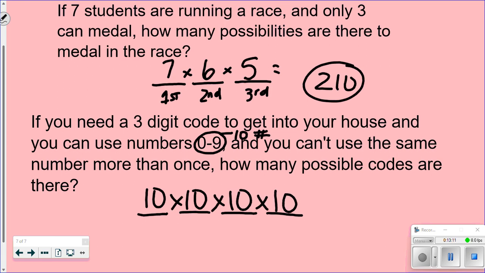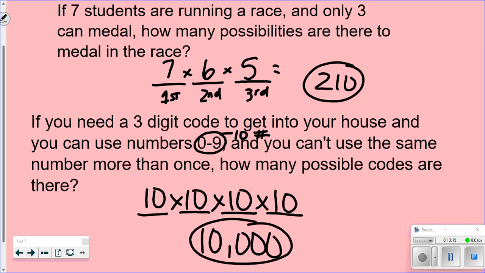The fourth digit, I can use 10 different numbers. If I multiply those times each other, there are 10,000 possible different numbers I can use for the code on my phone or on a door. That's if you can reuse digits over and over again. So knowing the situation will depend on what you could put on your first, second, and third digit, and maybe fourth.